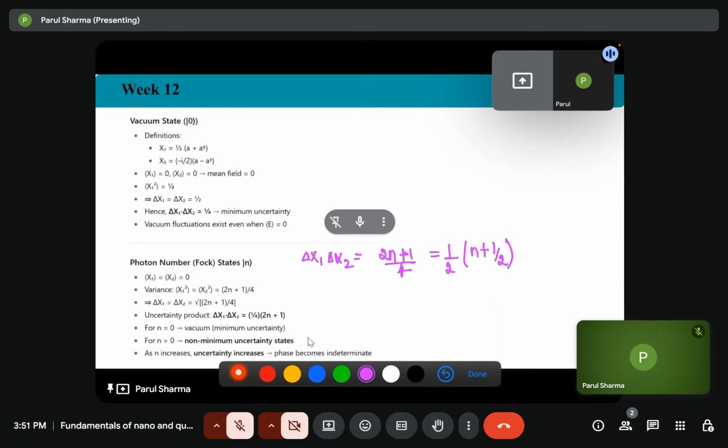So if n is equal to 0, we are getting delta x1 delta x2 equal to 1 by 4, which is the minimum. We can say that the ground state has the minimum uncertainty. So in general, the photon number state is not the minimum uncertainty state, but for the ground state, it has the minimum uncertainty state.